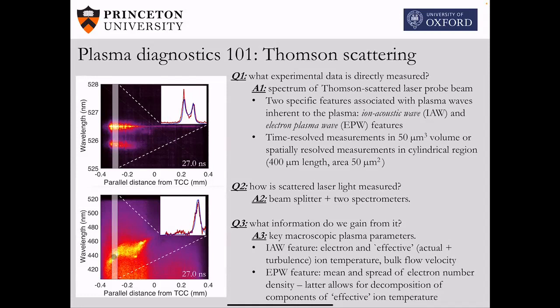For the electron plasma wave feature, the mean position of the peak allows us to measure the mean electron number density, and in addition the width of the peak allows us to measure the spread in densities, and then making a reasonable hypothesis relating the spread in densities to the turbulence velocity, and in particular the turbulent Mach number. This basically allows us in principle to decompose the effective ion temperature into turbulence and actual ion temperature components. So we can effectively back out the electron and ion temperatures, densities, and characteristic flow velocities from this diagnostic when we're using both of these features.